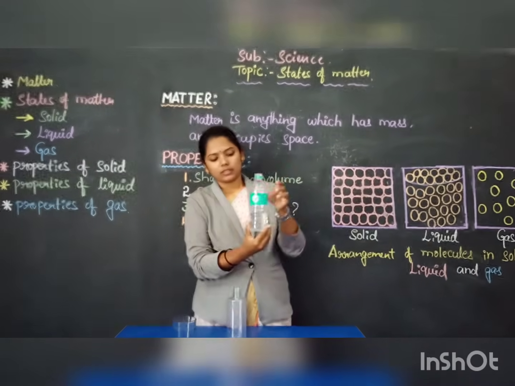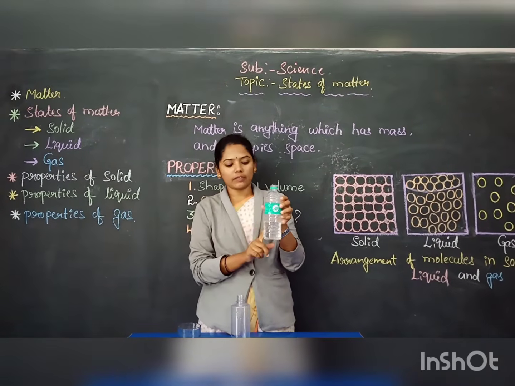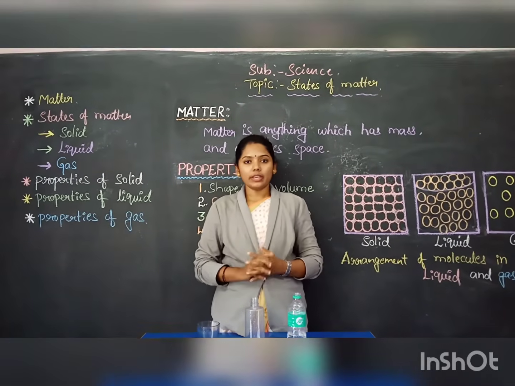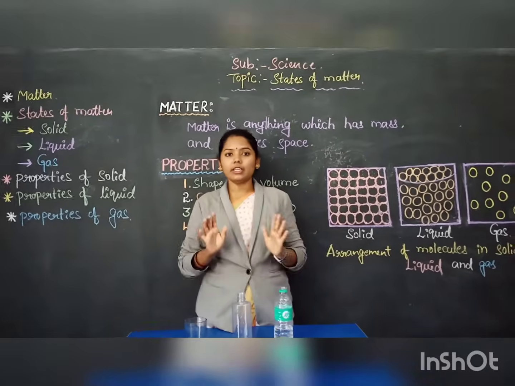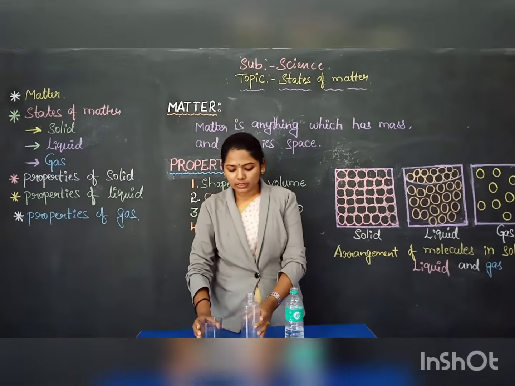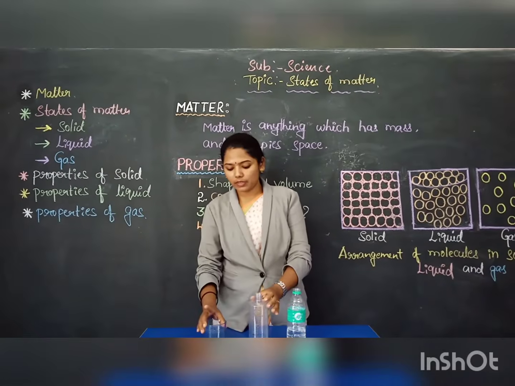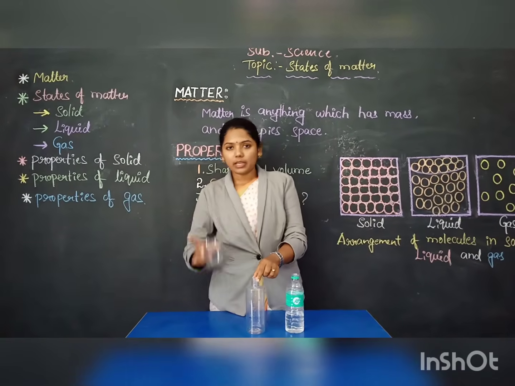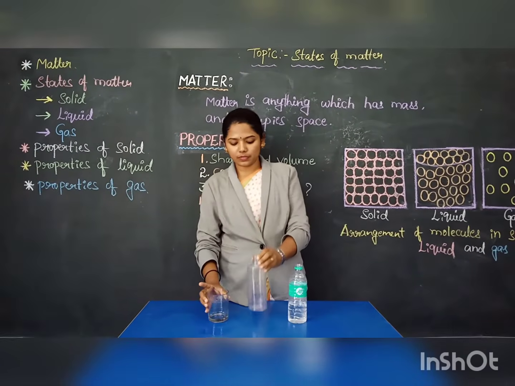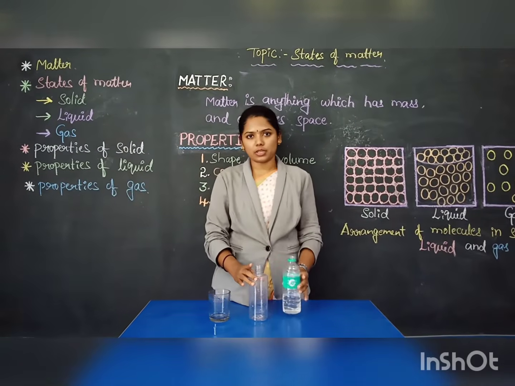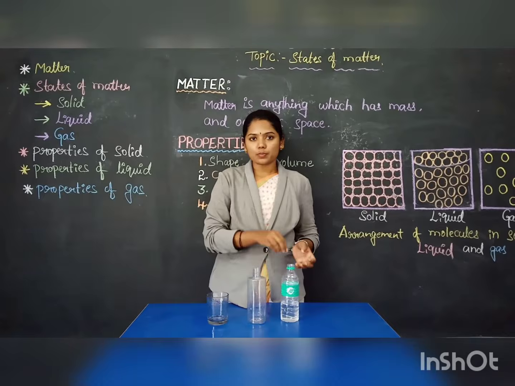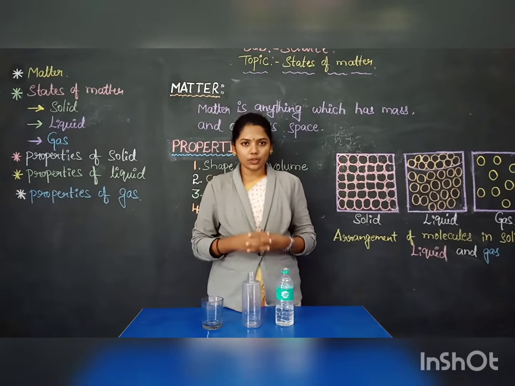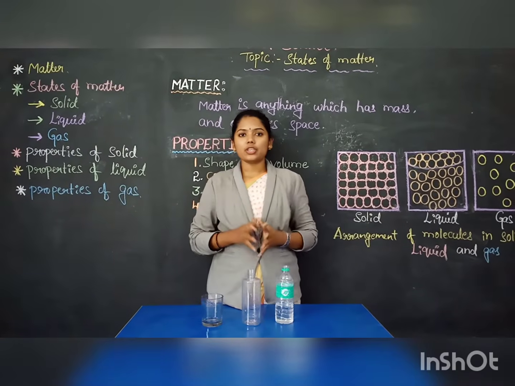In this bottle also, it's having 100 ml. In this experiment, we prove that water has a definite volume but does not have a definite shape, because here the three containers have different shapes. The beaker is in a different shape, the bottle is in a different shape, and one more is in a different shape. So the water occupies the space in the shape of the container. So we can prove that water has a definite volume but does not have a definite shape.